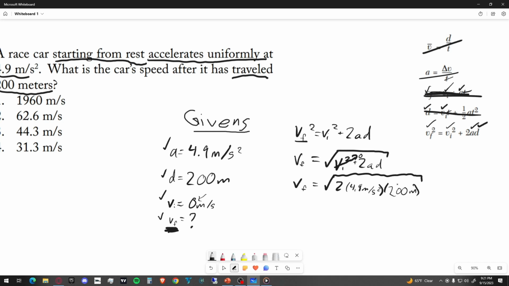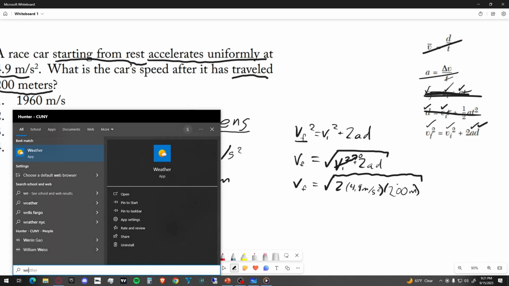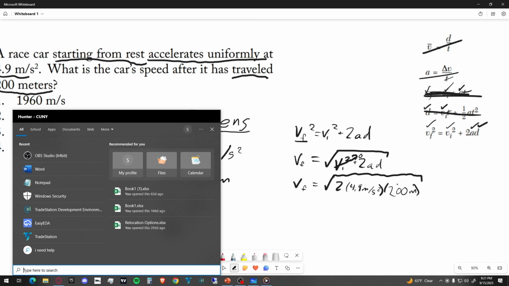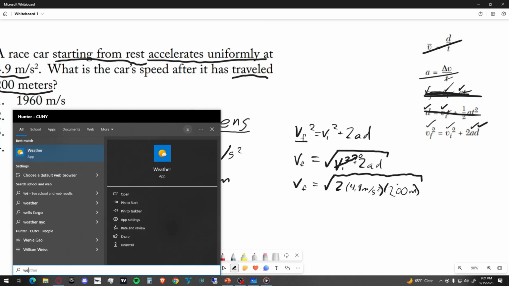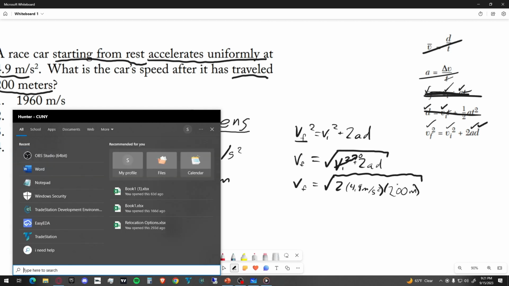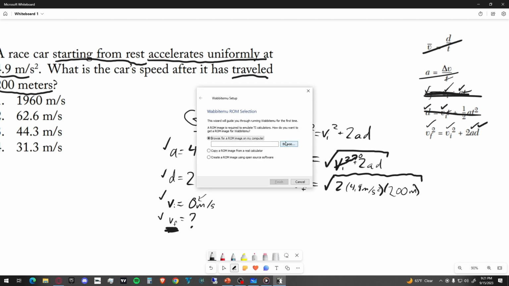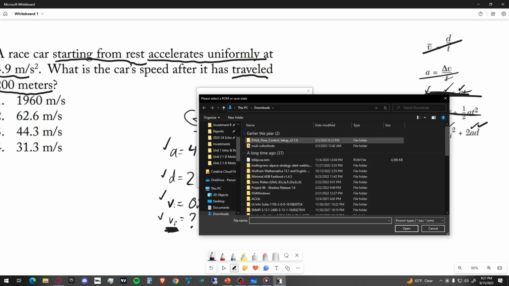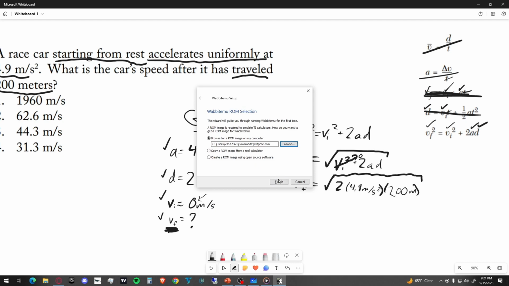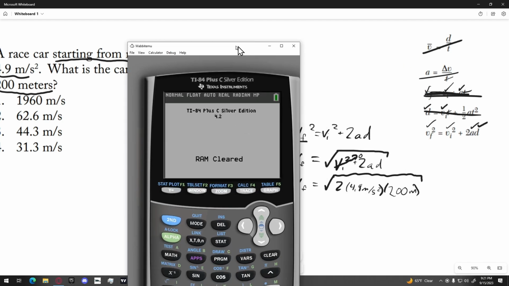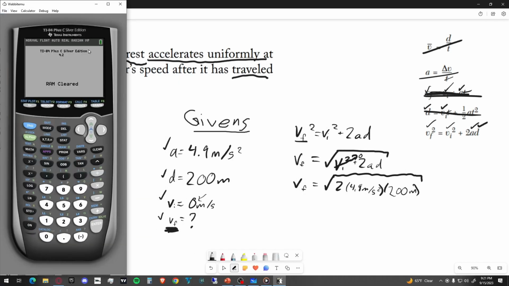Boom. And let's actually see if I have my graphing calculator. Here it is. Spectacular. I have my graphing calculator. So I can go ahead and plug this in.